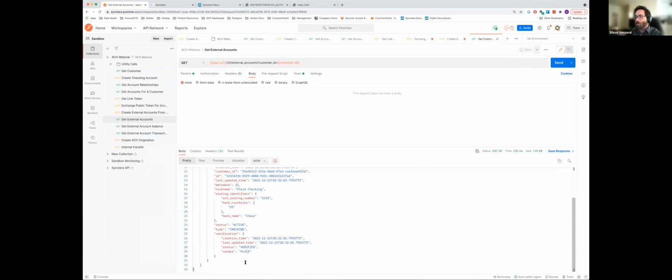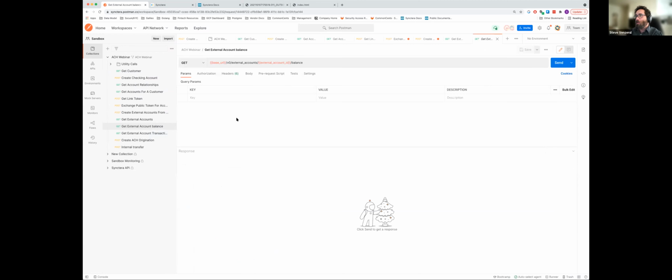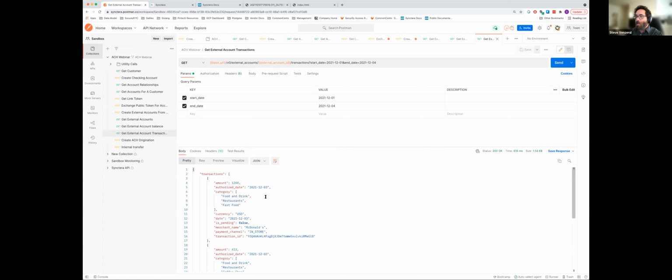Once again, we see that the association is correct. Everything is there and populated. We can take a look at the external account balance as well. So we can see that this account has $100. And then we're also able to fetch the external account's transactions, which is a very valuable thing, again, in terms of preventing fraud and doing verification.